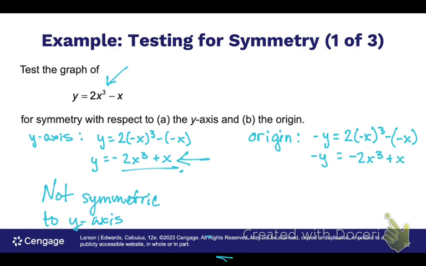Well, you can't leave a negative y, right? So you have to multiply everything by a negative. So that would give me y equals 2x cubed minus x. Did I get what I started with? Yes. So it is symmetric where? Origin. Yep.